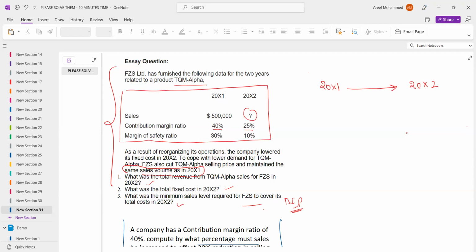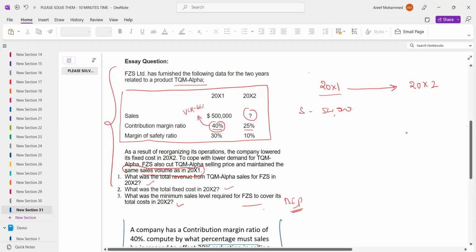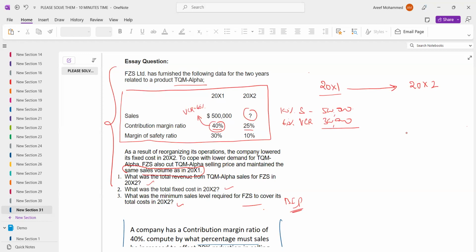Okay. So first of all, let us see the 20x1 information. Sales are given as 500,000. If contribution margin is 40%, could you please tell me what is the variable cost ratio? 60%. So variable cost here is 60%. This is 100%. 60% of 500,000 means total variable cost is how much? 300,000. So your contribution margin is 200,000.